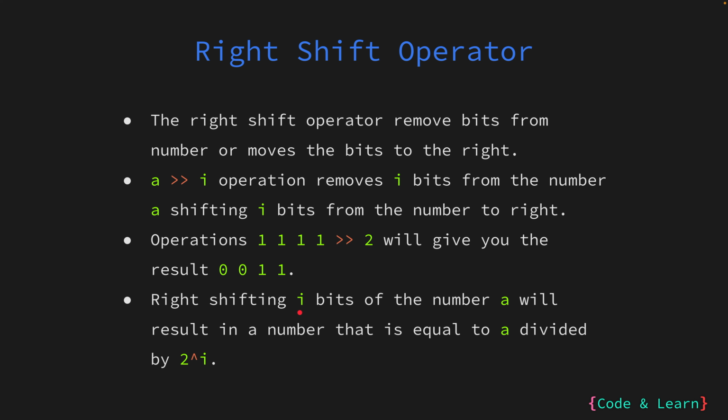Right shifting I bits from a number will result in a number that is equal to A divided by 2 raised to power I. When you perform the operation A right shift I, you are shifting bits of the number towards the right by I positions. Each shift to the right effectively divides the number by 2. So shifting I bits to the right is equivalent to dividing the number by 2 raised to power I.